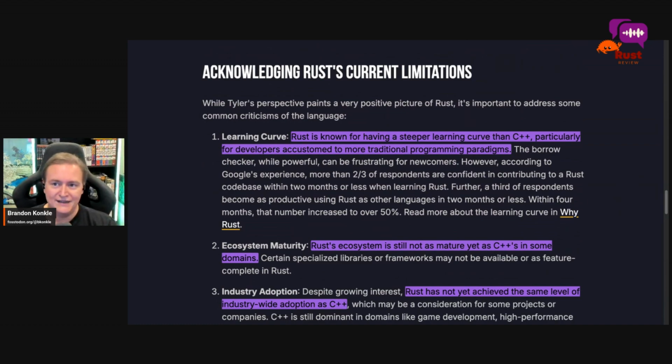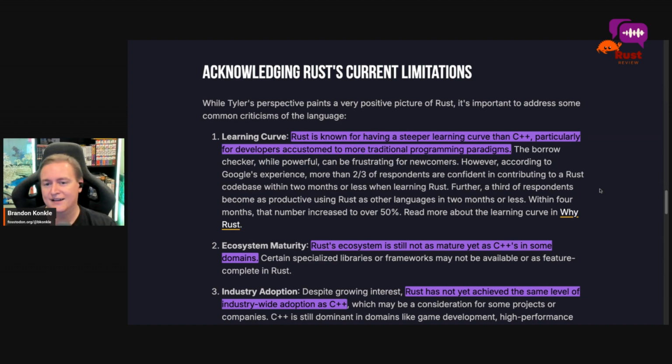It wouldn't be an honest evaluation unless we looked at the downsides. And so Tyler also acknowledges Rust's current limitations. He talks about the learning curve. That's the biggest thing that people talk about because it is a steeper learning curve.